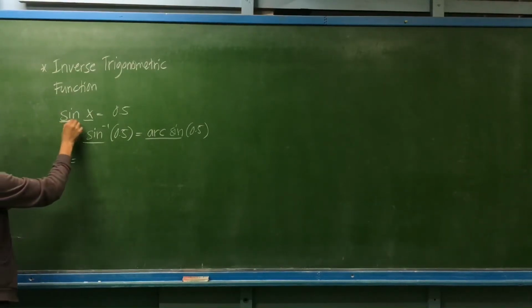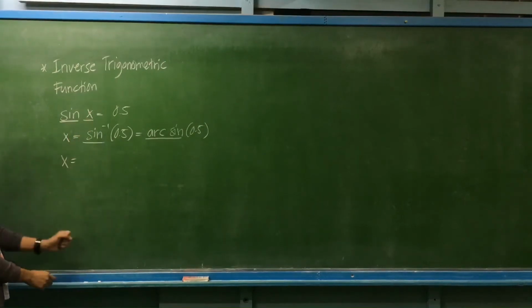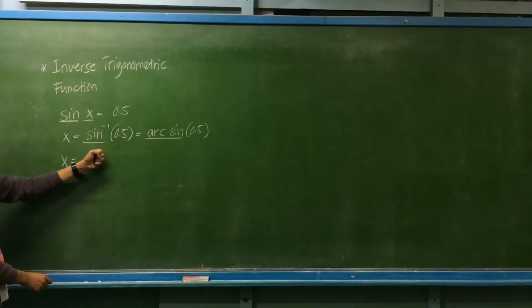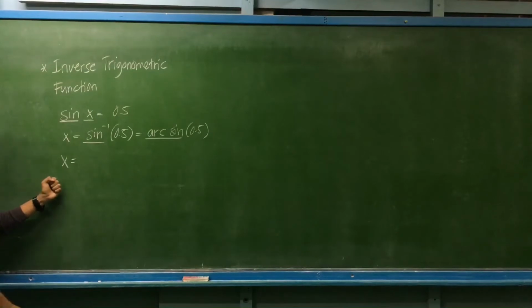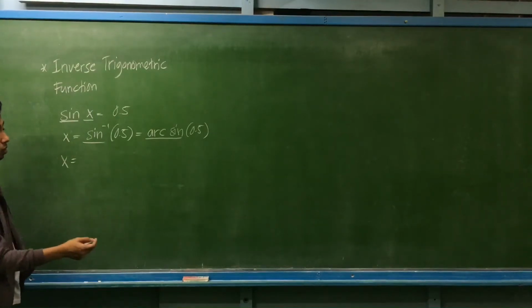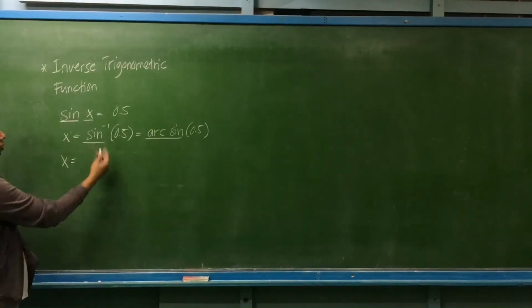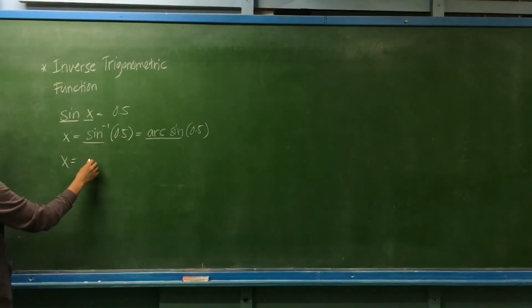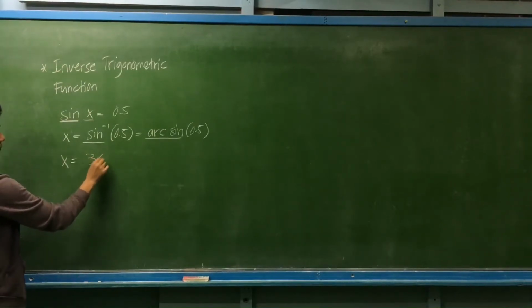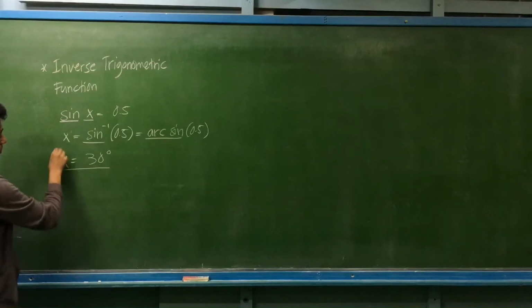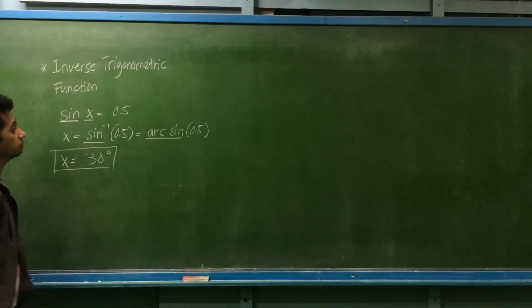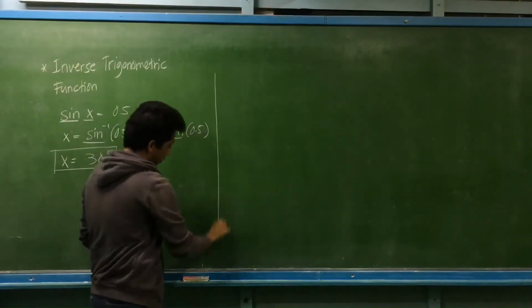To determine the value of x, it's either in degrees or in radian. So take note, this is your function, this is the angle. So we are to use inverse trigonometric function to determine the value of the angle either in degrees or in radian. So our sine of 0.5 is the same as 30 degrees. Yan. So how to determine the derivative of the inverse trigonometric function?